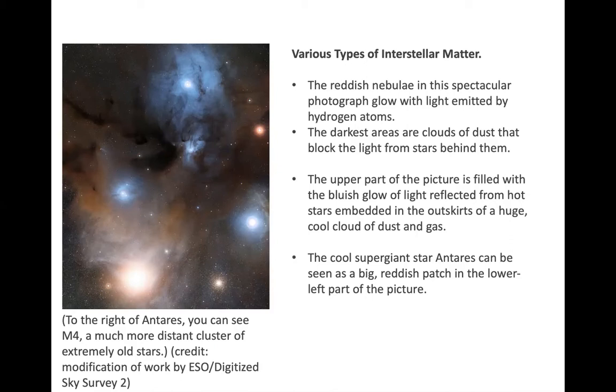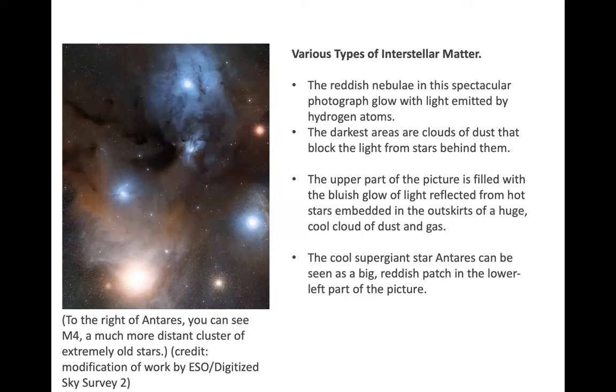Now, the reddish nebula in this spectacular photograph. So what you see here is a nebula, right? And we will talk about that more. The glow that you see here is actually the light emitted by hydrogen atoms. And there are some dark areas. These are actually clouds of dust that block the light from stars behind them.